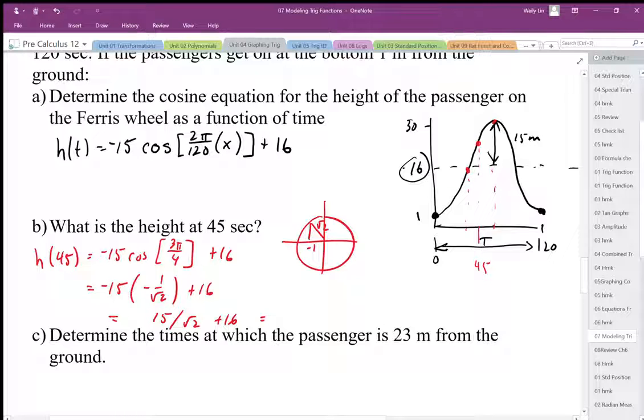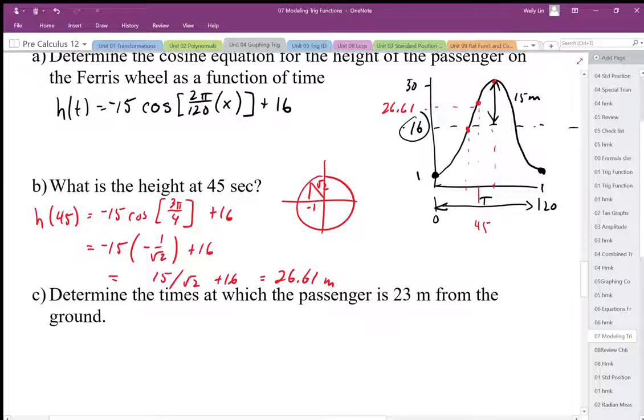And that's approximately, when I type this into my calculator, I'm getting 37, oh, that's not correct. 26.61 meters. Okay, that looks about right. 26.61 meters there.